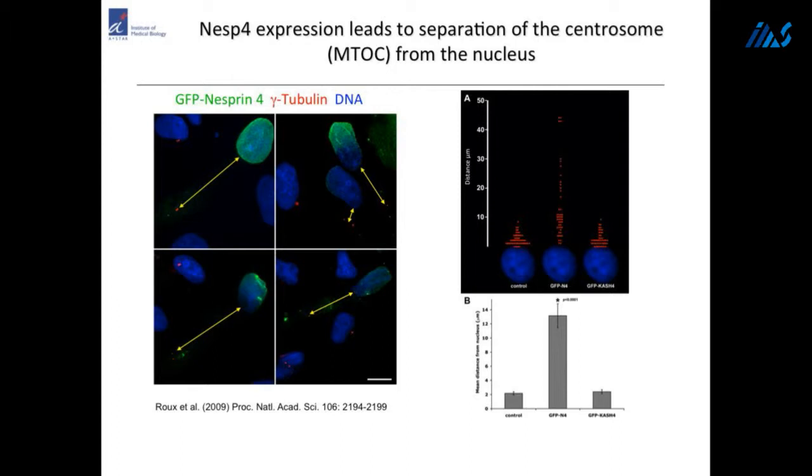Now, the other minor effect I want to point out here, which you should remember for at least 10 minutes or so, is this. In many of these cells, what we find is that Nesprin 4 doesn't distribute evenly around the nuclear surface. It tends to concentrate on one pole. And this concentration of Nesprin 4 always occurs at the pole of the nucleus that's most distant to the centrosome. Okay.